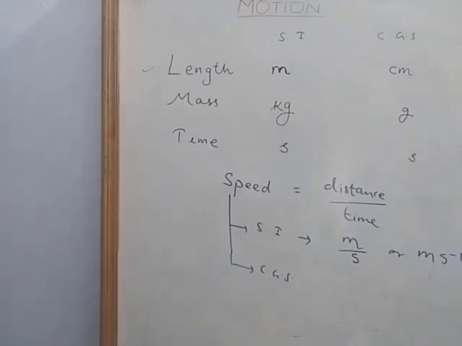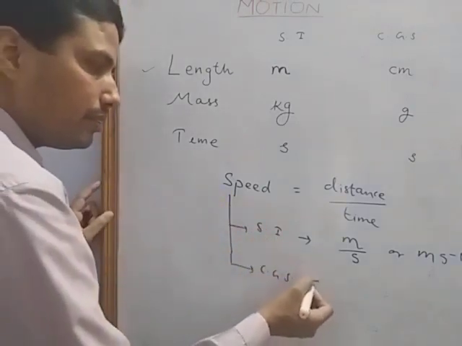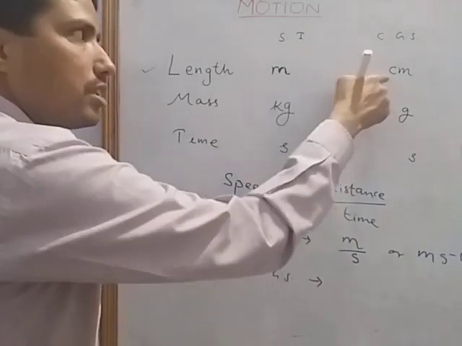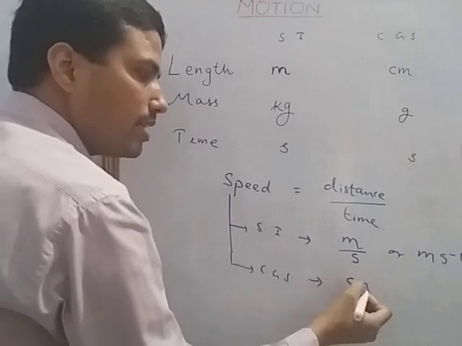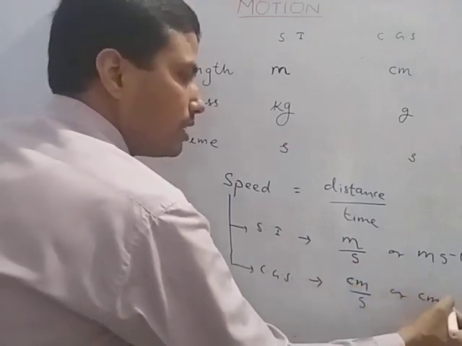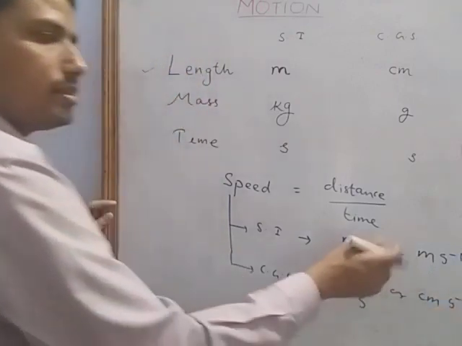The CGS unit likewise you can write as, CGS unit for distance, it will be centimeter. So you will write centimeter per second or centimeters per second.